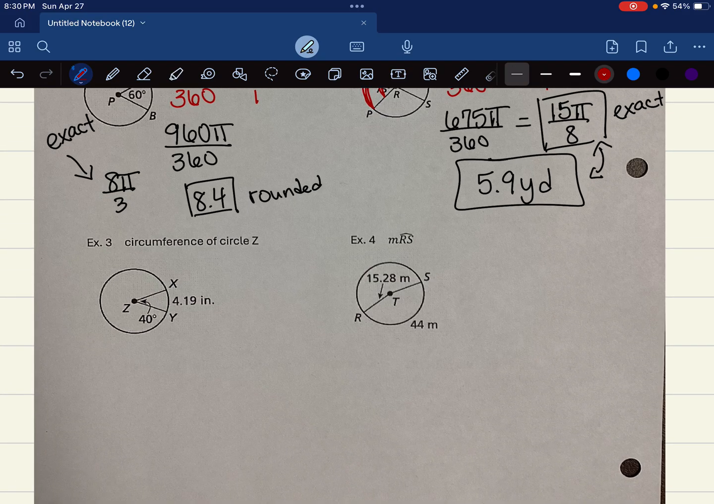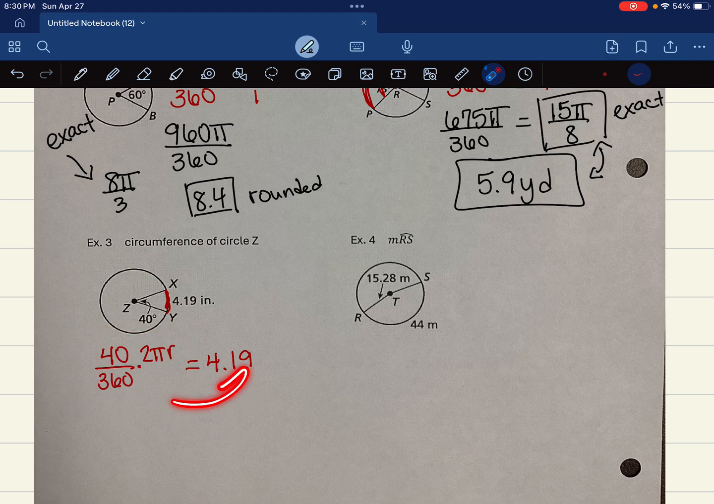All right. Set up the same way. Our interior angle is 40, so we're going to start with 40, divide it by 360, and we're multiplying that by 2 pi r, right? This time we don't know the radius. So 40 times 2 pi r, and then we're going to set this equal to whatever our arc length is here, okay, which is 4.19. So last time we had this number, we solved this whole side to find our answer. This time we're solving to find what r is.